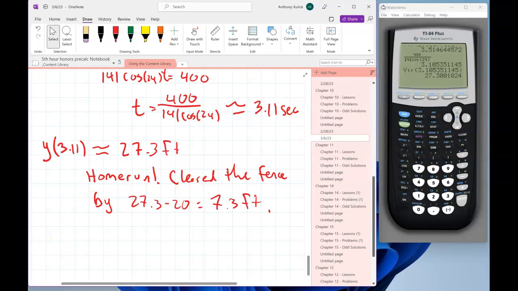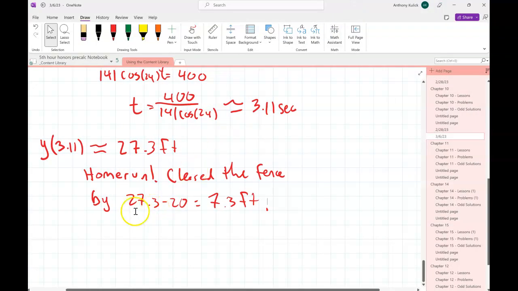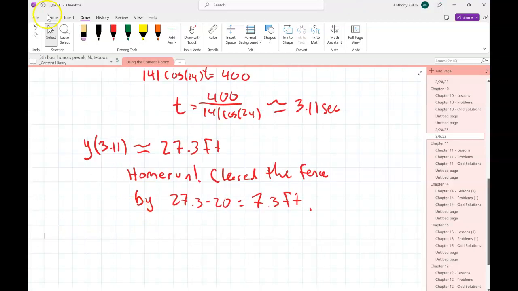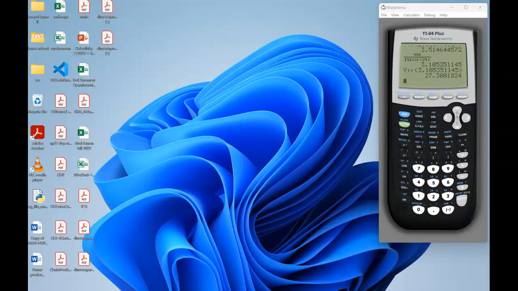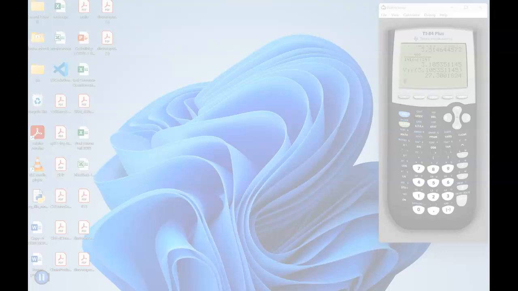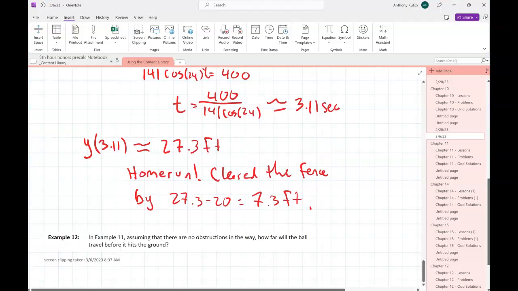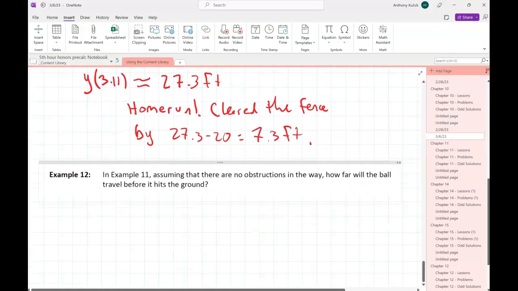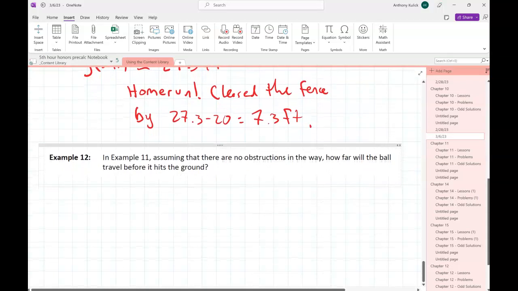Okay. Everybody feel okay there? Let's take the same situation. This is still Jeff hitting his baseball. What if we change our question, though? Still Jeff's home run swing here, but assume there's no obstructions, and we want to find how far will that ball travel before it hits the ground.